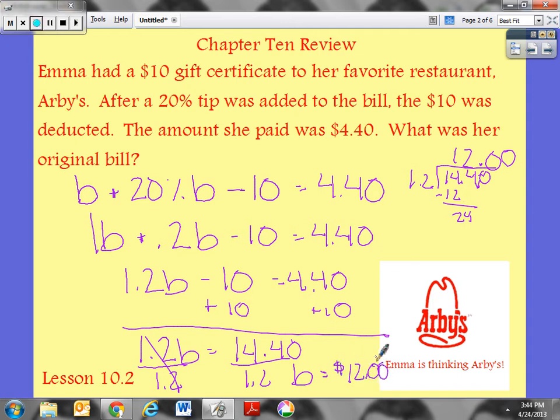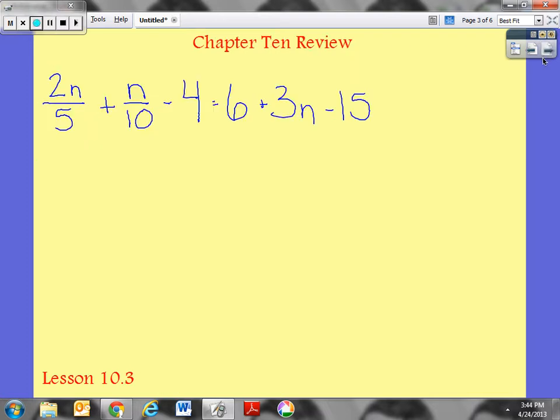Okay. I worry about that one on the post test, guys. That's a little tough one for us. So let's take a look at the next one. This is from lesson 10.3.